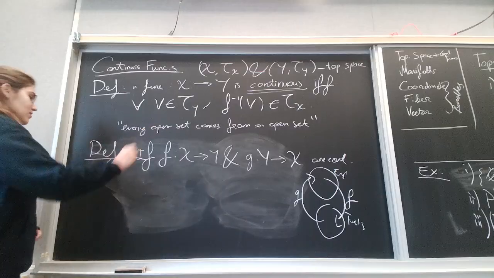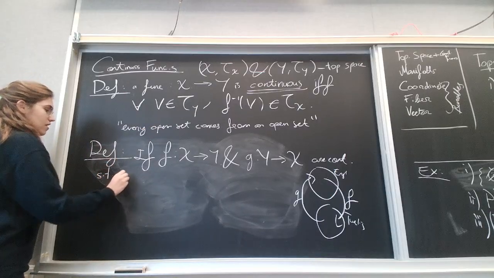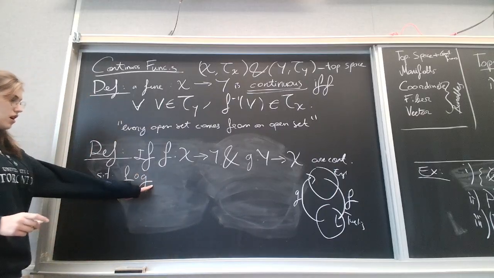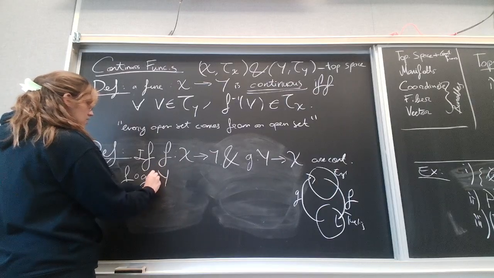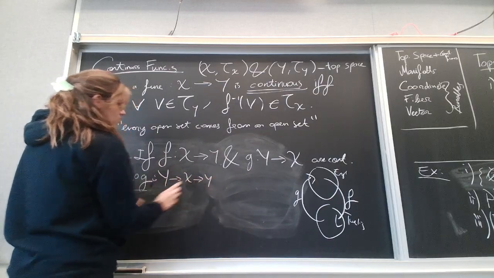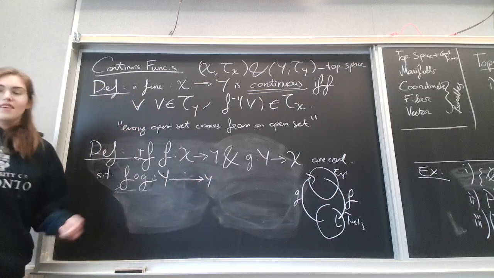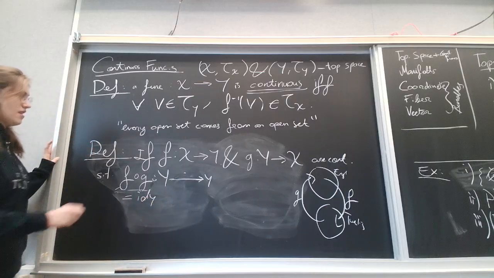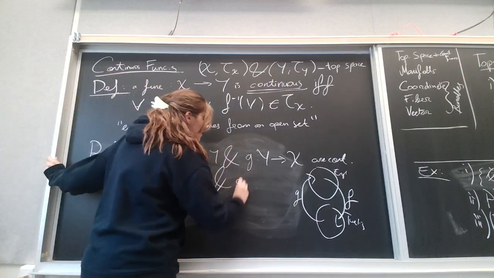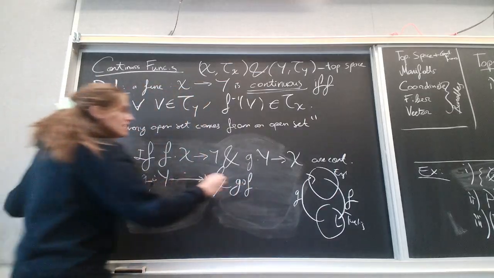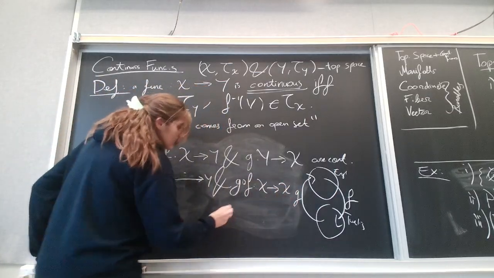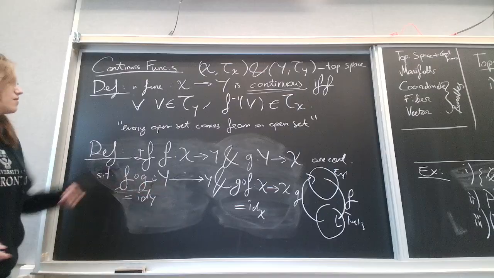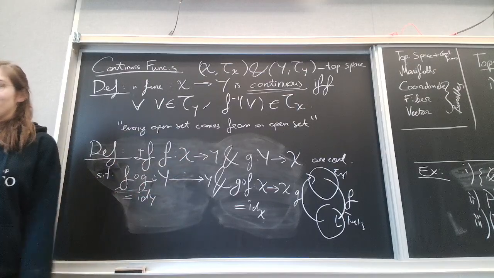Now, if they are continuous such that, if you compose these, in this order, starting from Turkish, so coming from Y, going to X, and then going to Y again, it is actually the identity on Y. And if I do the other way around, if I compose F with G, which is from X to X, it is actually the identity on X, then we will call X and Y homeomorphic.